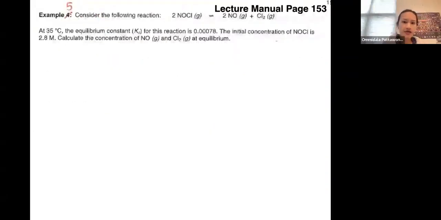Now let's take a look at example 5. Example 5 is giving us Kc. It tells us the initial concentration of the reactant, and it is asking us to calculate the concentration at equilibrium again.